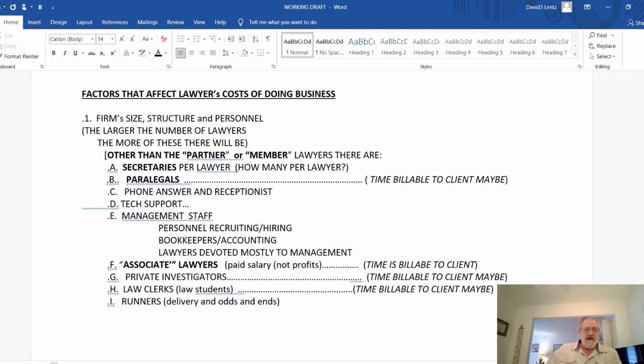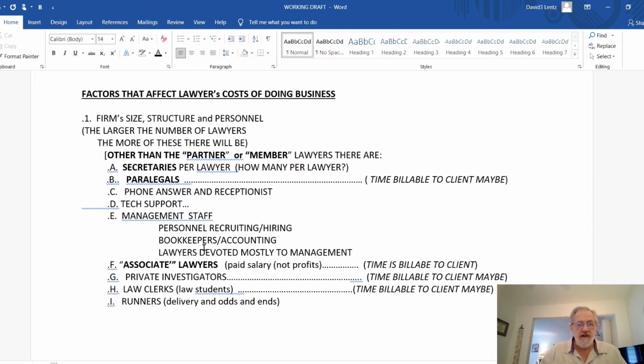Factors that affect a lawyer's cost of doing business. Okay, we're going to get right down to it because we're going to be discussing this a lot. The biggest one is a firm's size and structure and its personnel. Now, there are these lawyers called partners, and sometimes I call them members. They're the same thing. Or associates. Partners or members only make money if the firm is profitable. After all costs and expenses, is there anything left over for profit that gets paid to the partners and the members, who are basically the same thing?